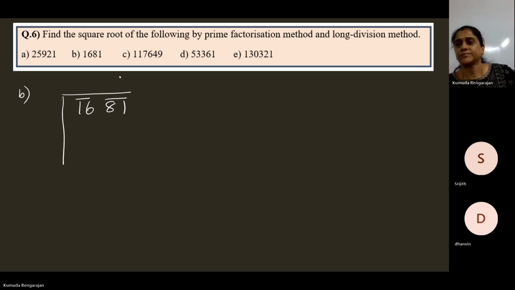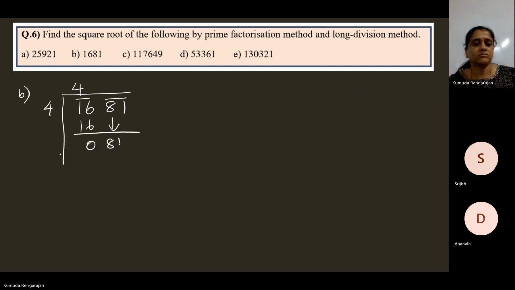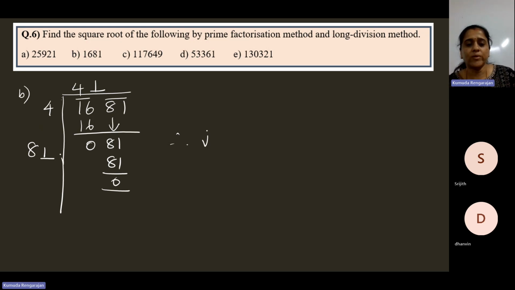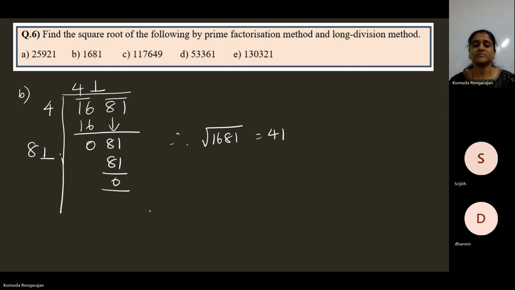Show me your book. Correct. So when you double the quotient here, you'll get 4 into 2, 8. Whatever you place here, place the same thing here. 1 and 1. 81, 0. So therefore, the square root of 1681 is equal to 41. We'll work the third one, that is C, and wind up the session for today.